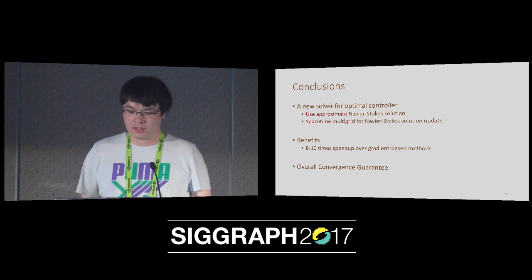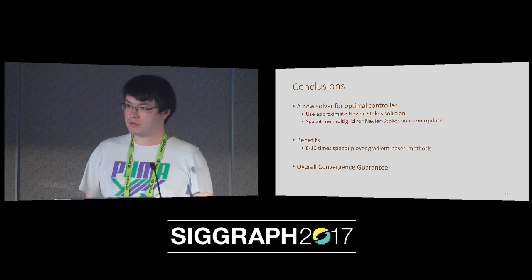So now we can conclude. In this work, we propose a new optimal controller solver that uses an approximate Navier-Stokes solution instead of an exact solve. The main idea is to single out the Navier-Stokes problem and develop a space-time multigrid to iteratively refine the solution there. This achieves much better convergence behavior with guaranteed convergence.